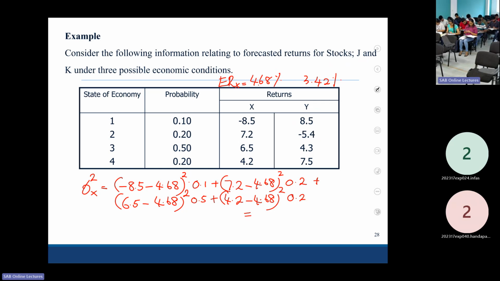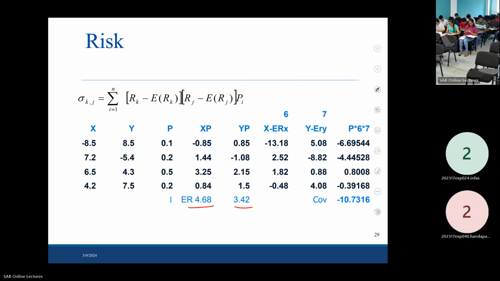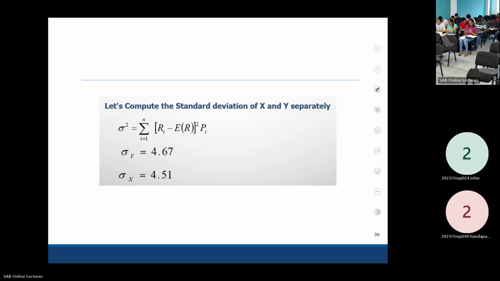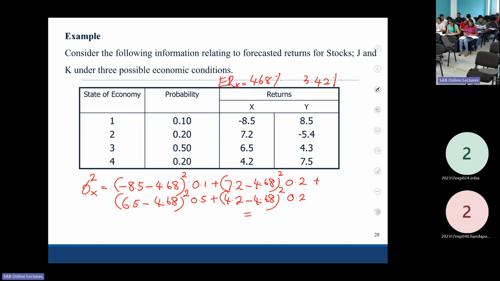How much is the variance? 20.34. This is the variance. Is it correct?